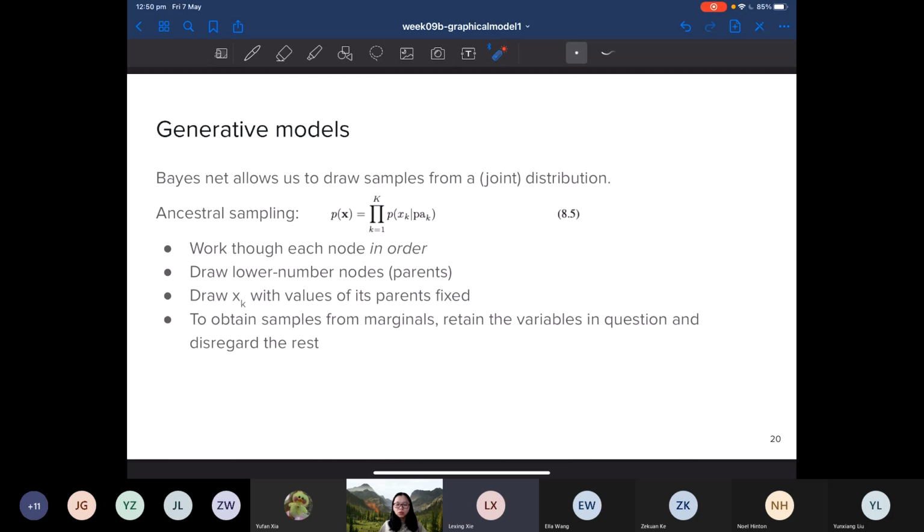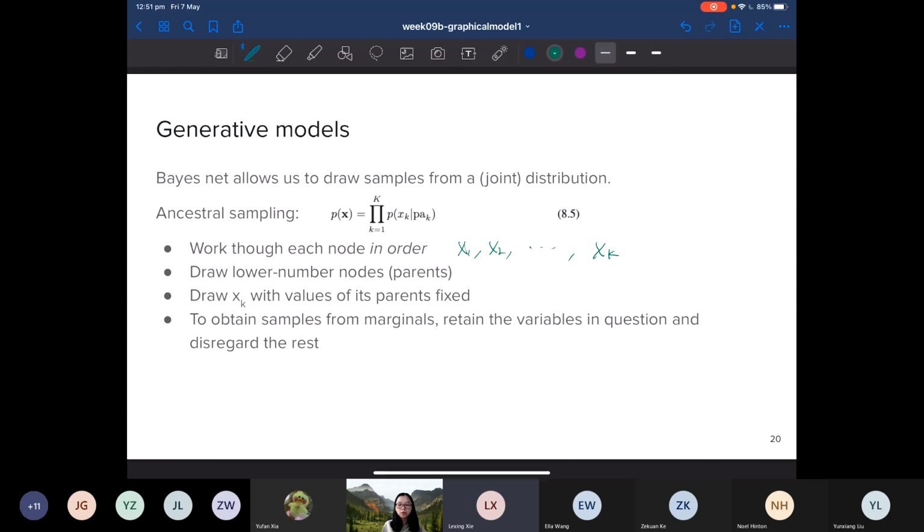So it's worth saying that Bayes nets are generative models in the sense that they allow us to draw samples from a joint distribution. We can see this by looking at this general expression of the product of conditionals of every variable conditioned on its parent set. This approach is called ancestral sampling. It basically walks through each node in order, from lower-ordered to higher-ordered nodes, x1, x2, all the way to xK. It draws lower-numbered nodes first.